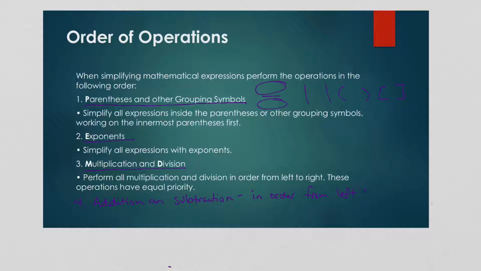from left to right. Okay, so that means that if you have subtraction to the left of addition, you will do subtraction first. So again, on number 3, if you have division on the left of multiplication, you would do division before multiplication. So that's what this means, in order from left to right. And they have equal priority. That's kind of important that you know. Addition and subtraction also has equal priority.